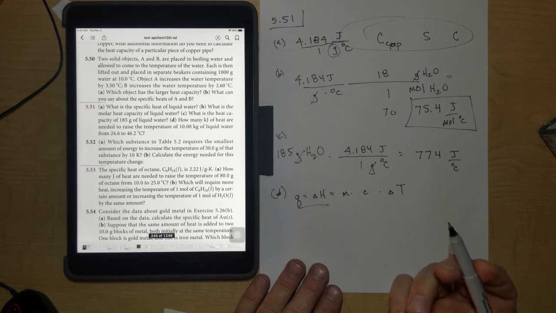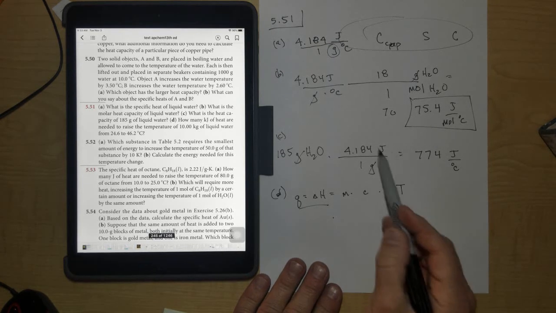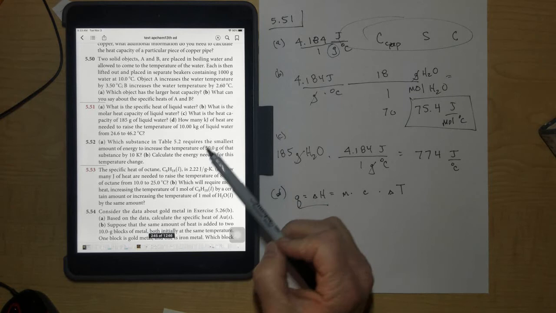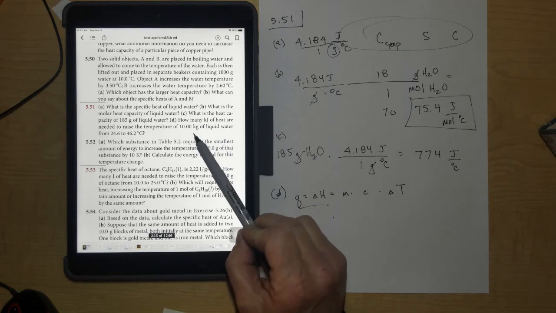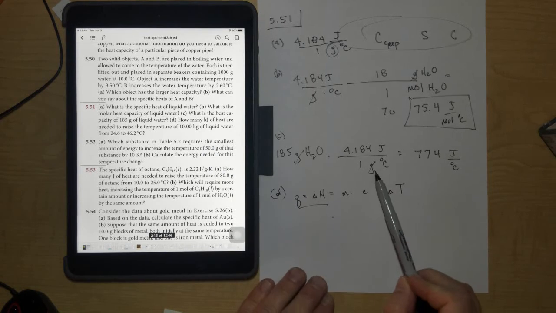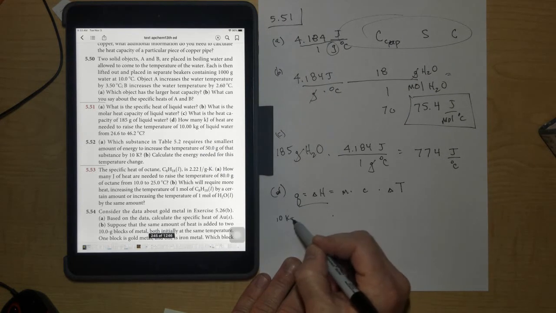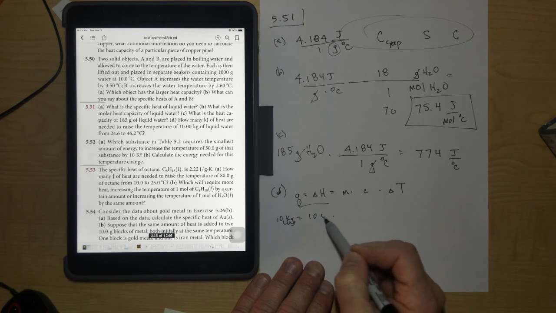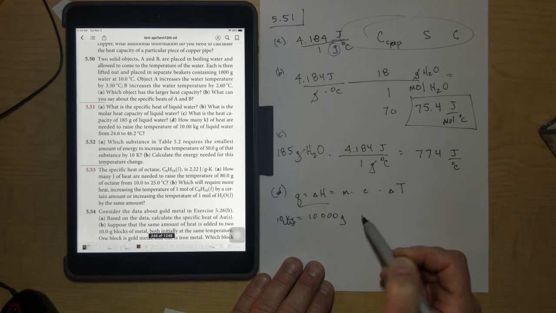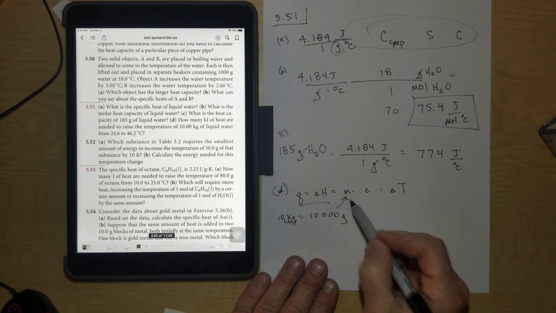Now you have to watch out for your units on this, because obviously the specific heat capacity is in joules per gram degree Celsius, and they want the answer in kilojoules. They also give us kilograms for liquid water, and this is in grams. So the first thing to do is convert your 10 kilograms to grams, and that's just 3 to the right. 1, 2, 3, so that would be 10,000 grams of liquid water. So that'd go in for our mass.